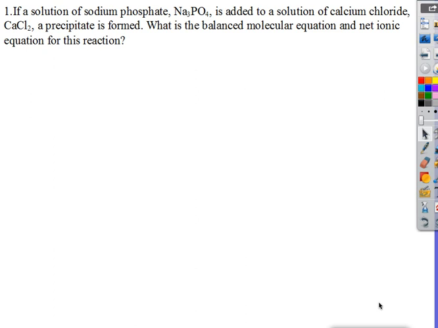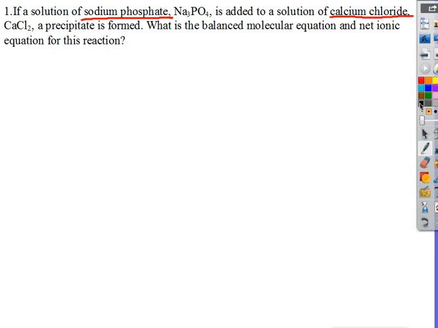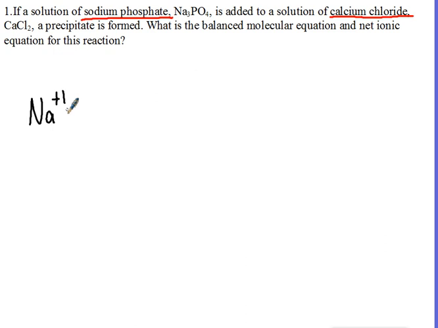In this video, we will cover the test review questions that have to do with net ionic equations. On number 1, it's asking if they mix a sodium phosphate solution with a calcium chloride. The easiest way to figure these out is to break down the compounds into their ions. So I have a sodium +1 and a phosphate -3. And then on this side I have a calcium +2 and a chlorine -1.